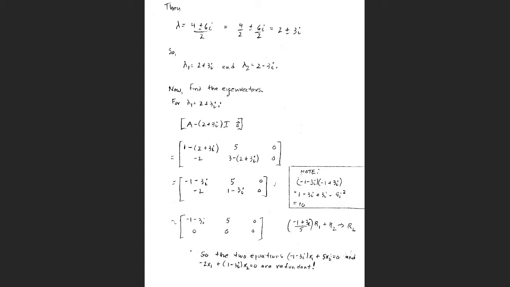So our eigenvalues are going to be lambda 1 equals 2 plus 3i, and lambda 2 equals 2 minus 3i. And now we have to find our eigenvectors. And we find our eigenvectors the same way that we found our eigenvectors when we dealt with real eigenvalues. We have an augmented matrix that we have to solve. Okay, so let me let you copy up to here, and let me know if you have any questions.